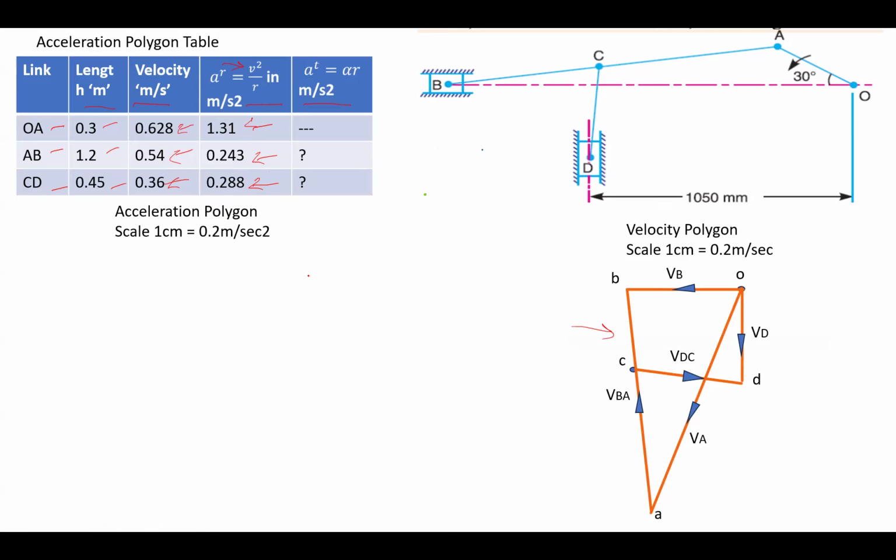To begin the acceleration diagram, you have to start by locating the pole. Pole is O. Remember, we have to use the dash with the alphabets, so O dash is the pole. Now the very first link is the OA link. We are considering OA rotating with uniform speed, so it has only one component of acceleration, the radial component. The radial component is also called the centripetal component. It always acts toward the center. The center of this OA link is O because it is the fixed point. So the radial component acts toward the center.